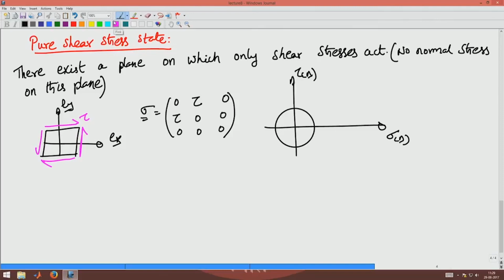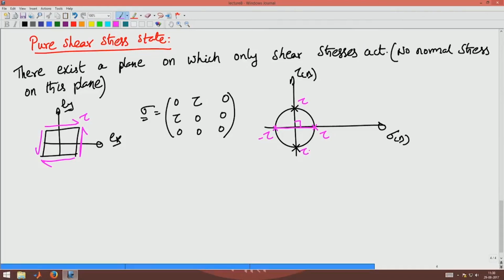So, the points that helped us draw the circle were these 2 points. The normal stress where the maximum shear stress occurs is this point, which is 0, and there are no normal stresses in this plane. But there exists a plane where there are only normal stresses and no shear stress, right? That is this plane, which is 90 degrees to the maximum shear stress plane, wherein in this plane this will be tau and this will be minus tau, if this were to be tau and tau.